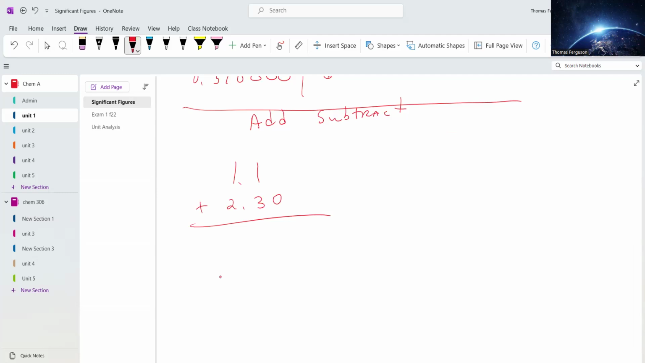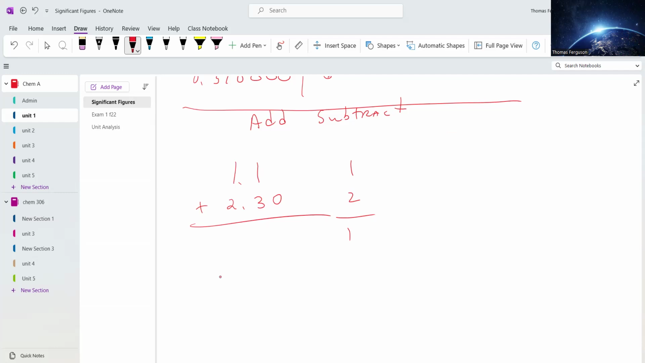So we're not looking at the total sig figs in those numbers. We're just looking at the decimal places only. So how many decimal places is the top number? 1. How about the second one? 2. So our answer is going to have 1 decimal place.